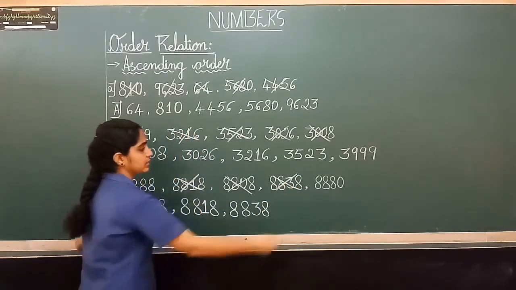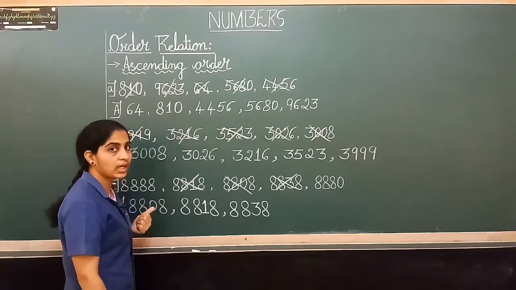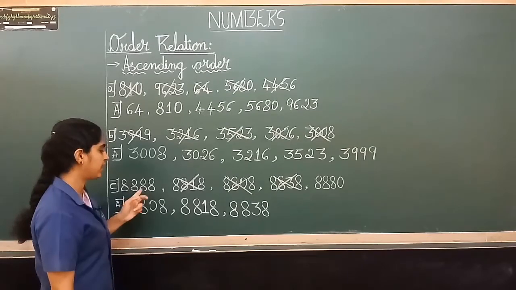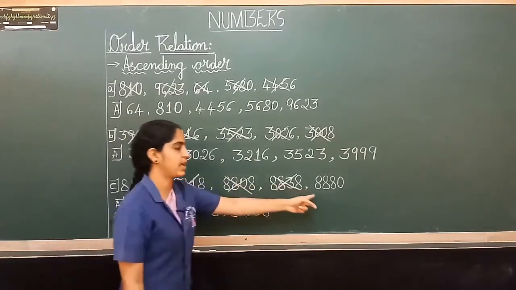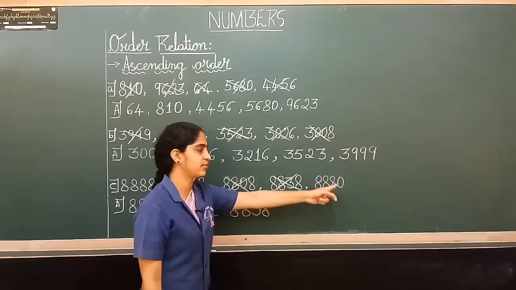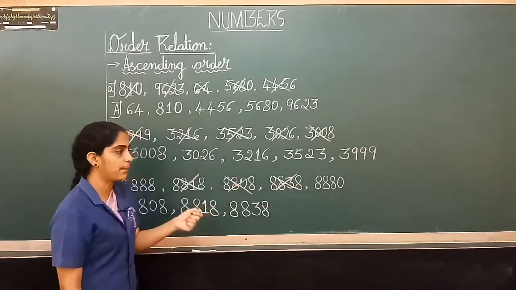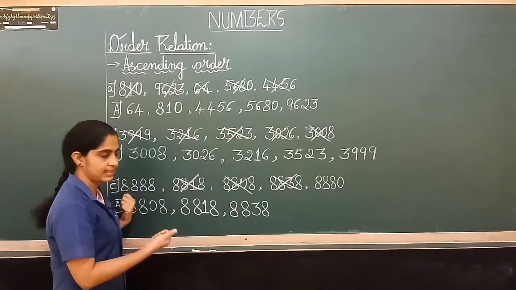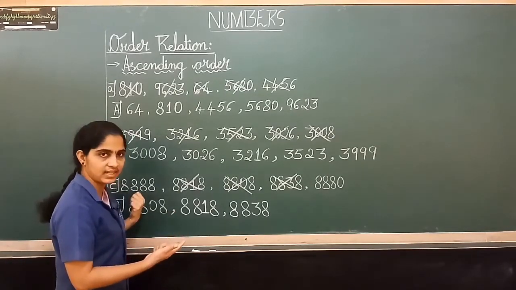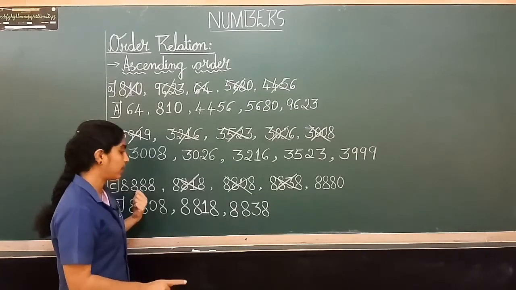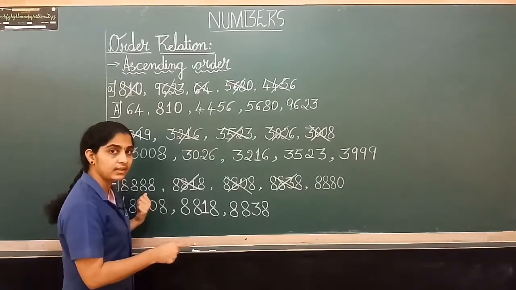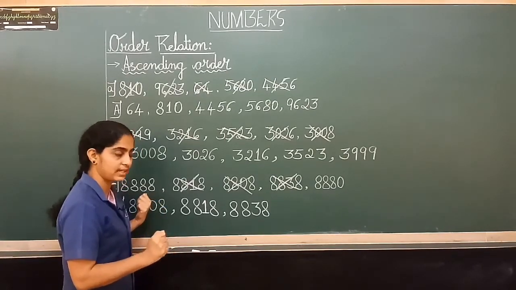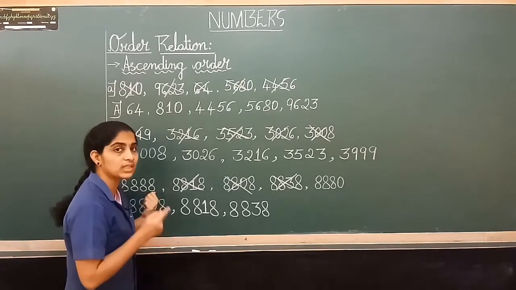Now the remaining two numbers we have to compare. Here we have 8888. Here we have 8880. Now we have to compare the digits of these numbers. If you see the first digit, it is same. If you see the second digit, that digit is also same. If we go for the third digit, that is also same. Now what do we have to do? Yes, we have to go for the fourth digit.